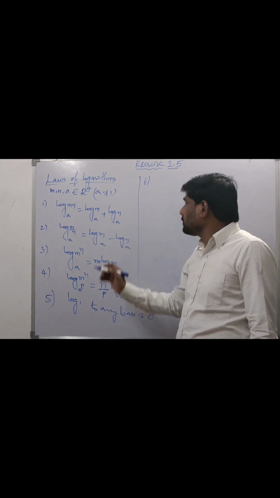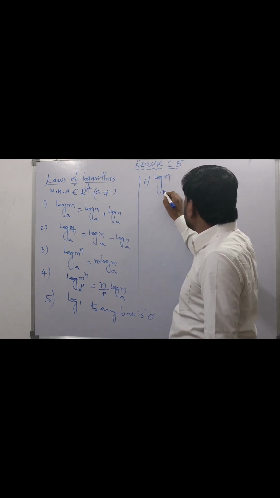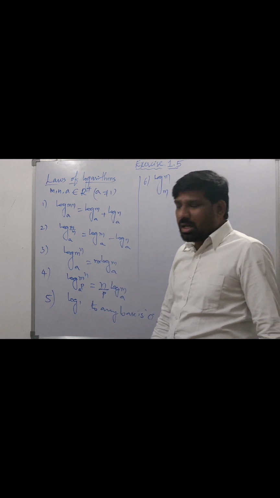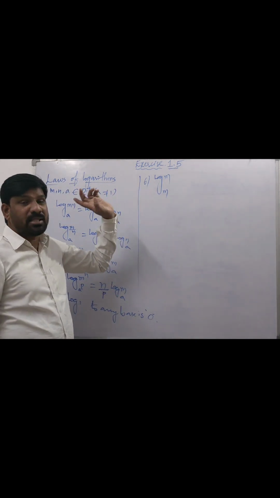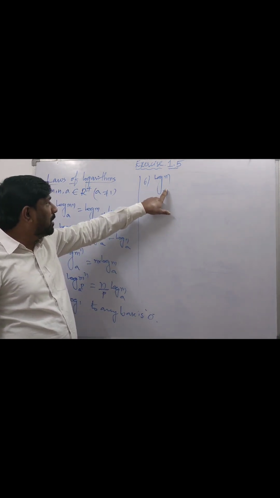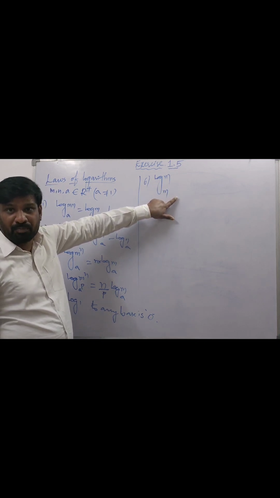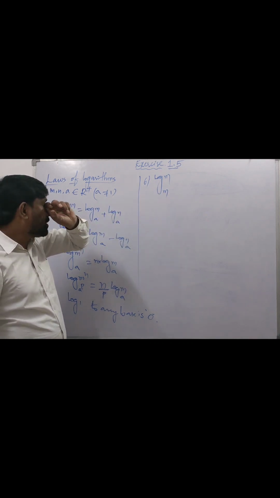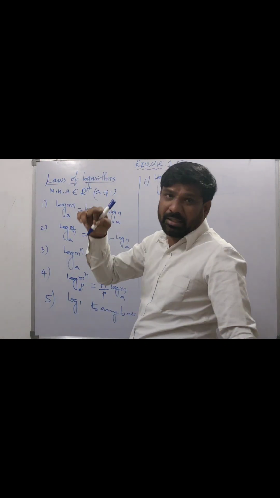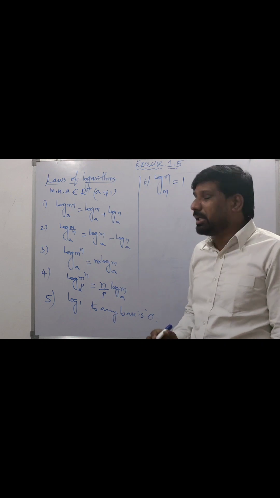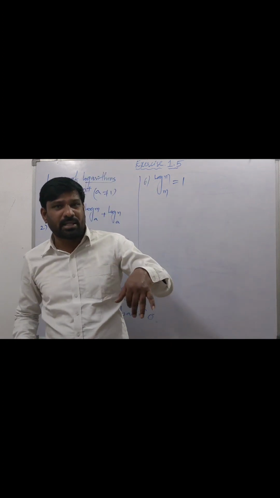Next, the sixth one: logarithm of a number to the same base. Log m to the same base is always 1. Here, in this particular problem, m should not be 1. Clear? So logarithm of a number to the same base is always unity, 1. Like log 100 to the base 100, log 2 to the base 2, log 5 to the base 5, log x to the base x, like that.